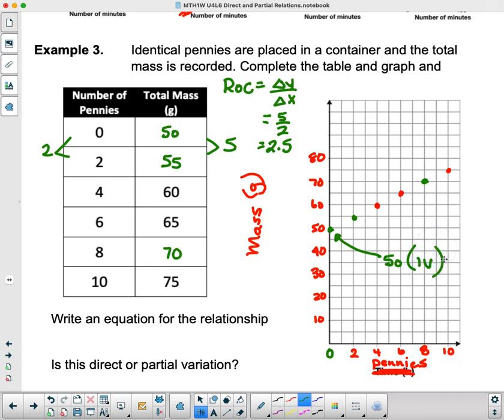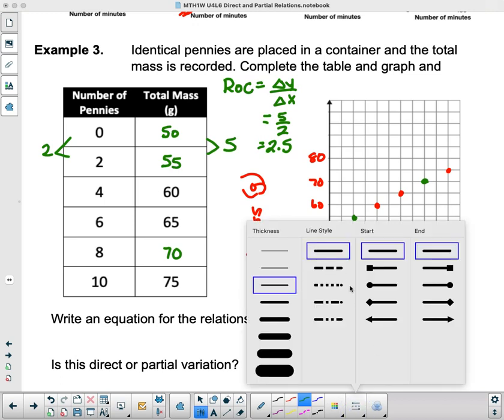Now I am going to put a line on here because there is some useful information between the points because there's 1 penny that we've left off there. But I'm going to need to make it a dotted line because it's just the 1 penny that's in between there. Not everything is going to be a good line.